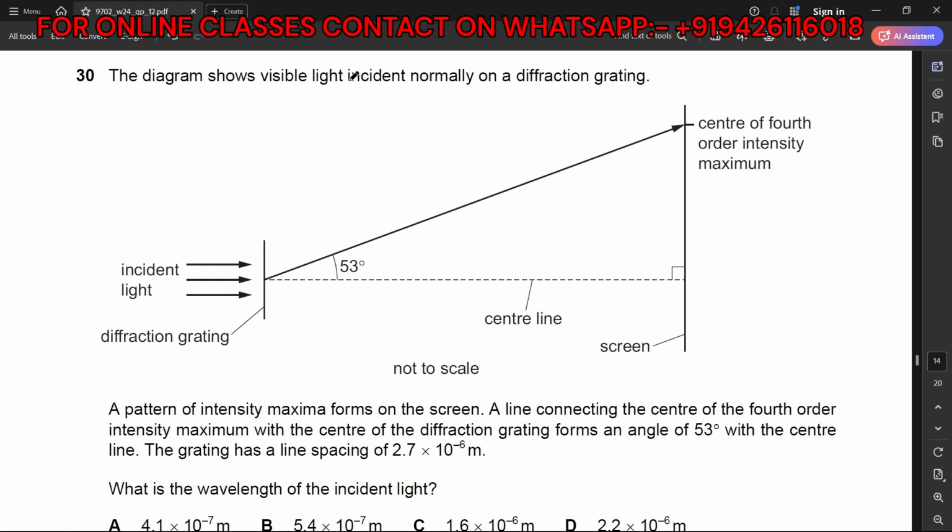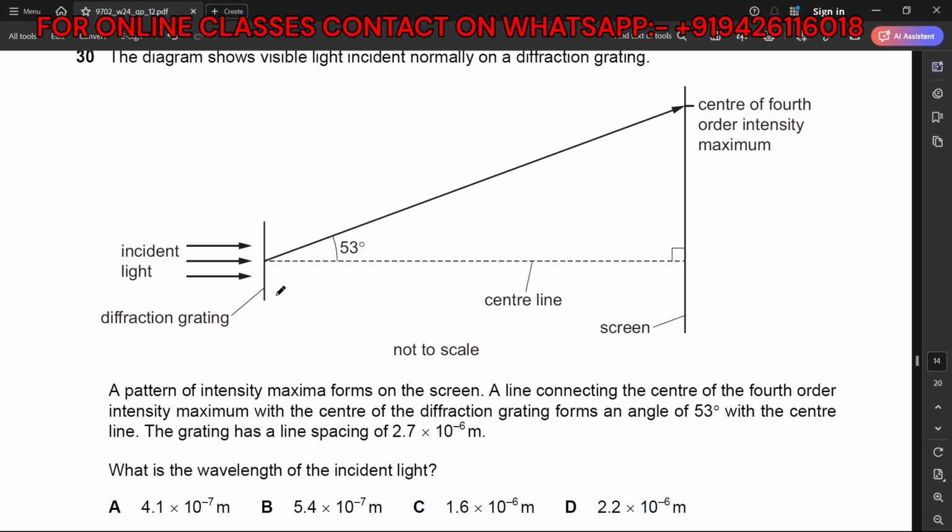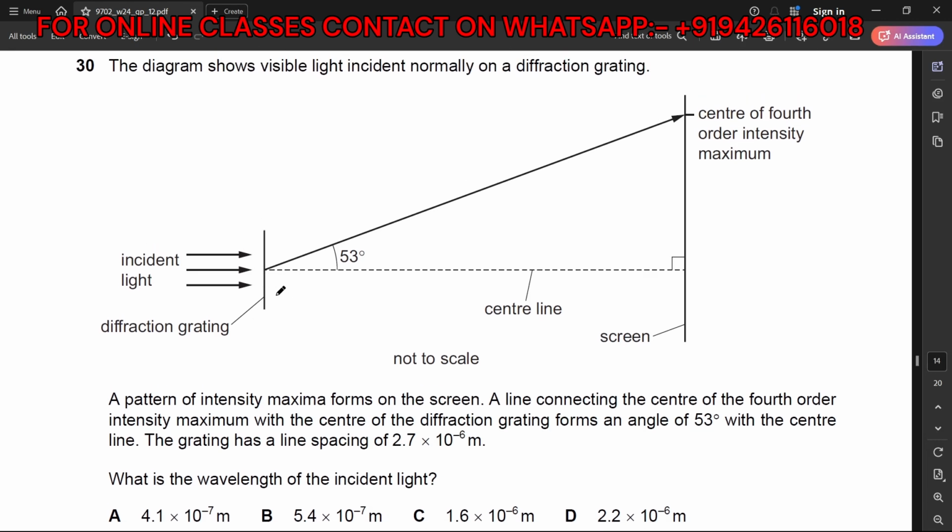The diagram shows visible light incident normally on a diffraction grating. Again, a very typical question that you may expect in the waves chapter in the MCQs. So, we are having the incident light. We are observing the fourth order maxima over here, so n is equal to 4. The value of theta is given to us as 53.